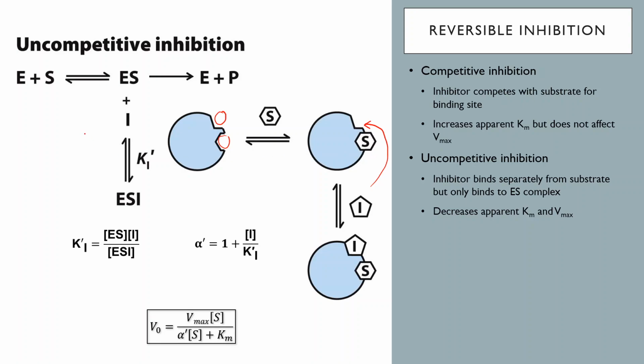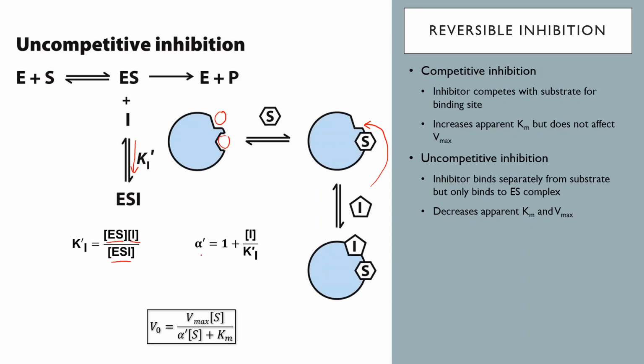And so in this case, this is its reaction. It's just combining the enzyme substrate complex and the inhibitor. So its equilibrium constant, which we call K prime I, is the enzyme substrate concentration times the inhibitor concentration divided by the concentration of the complex of all three, enzyme, substrate, plus inhibitor.